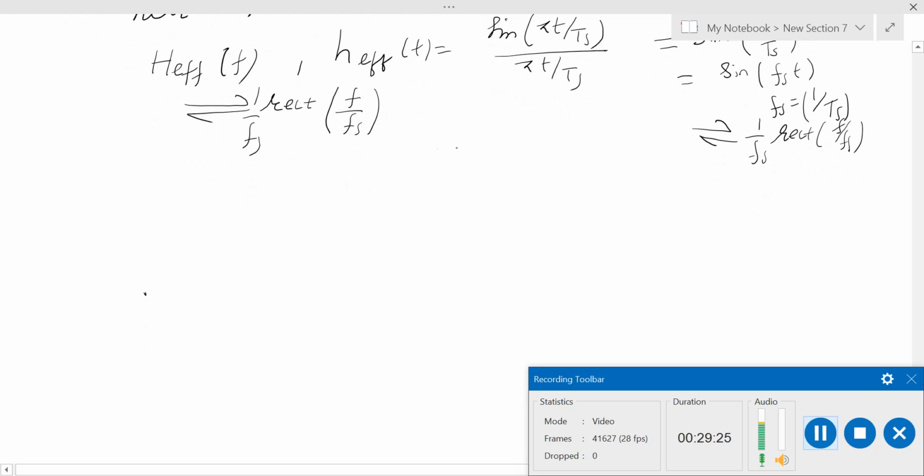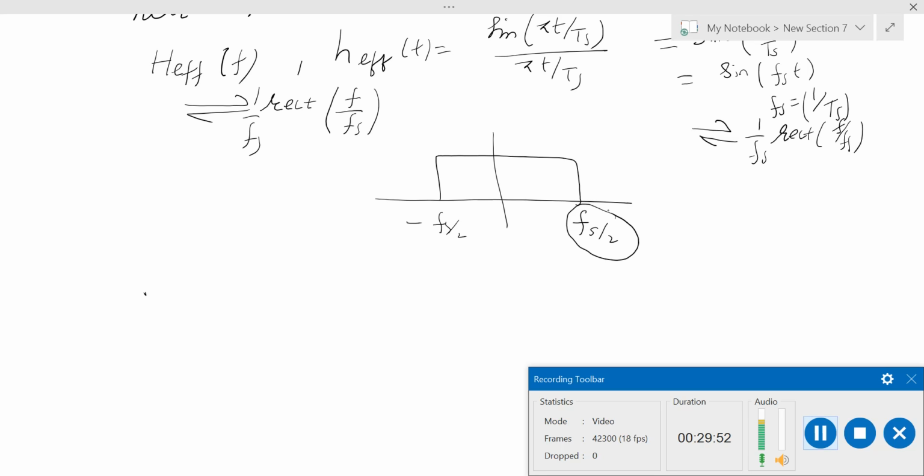Now what is the difference? This also is a rectangular function, but we have here this point as fs by 2, this as minus fs by 2. So we have chosen this frequency fs properly. It corresponds to 1 over the symbol time period. Again, if you choose this fs to be some other value, then it may not result in the intersymbol interference cancellation.